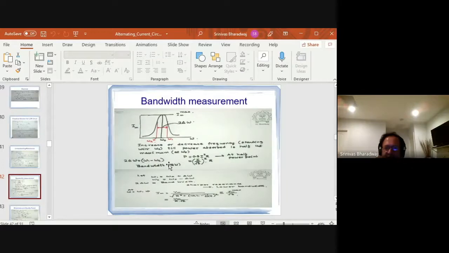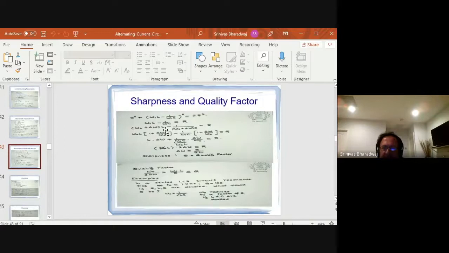W1 minus W2 equals 2 delta W. If you see the red lines, that is W2 and this is W1, and the distance between the two is 2 delta W, and that is called the bandwidth. So you have omega naught, one delta omega this side, another delta omega that side, and that gives you the bandwidth. The delta omega is R by 2L.